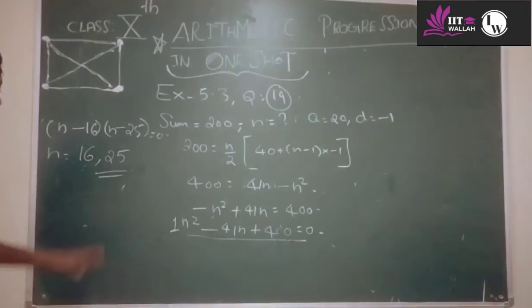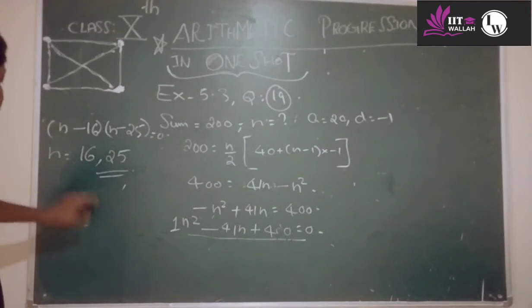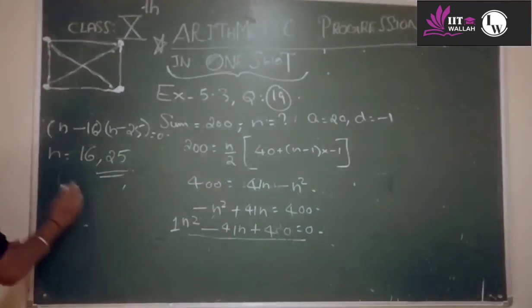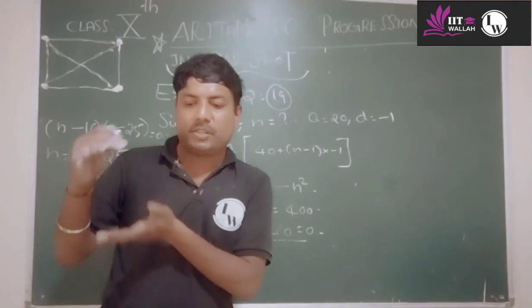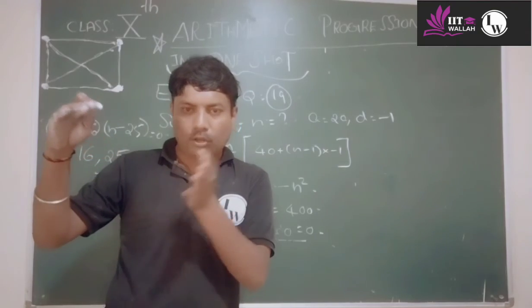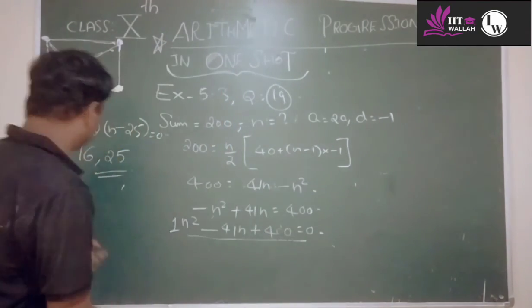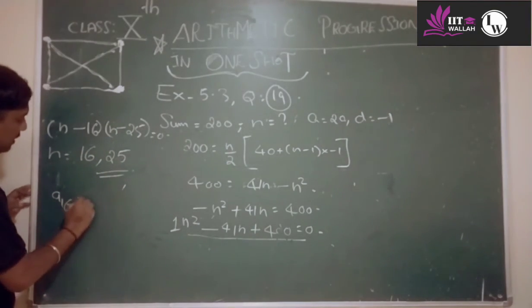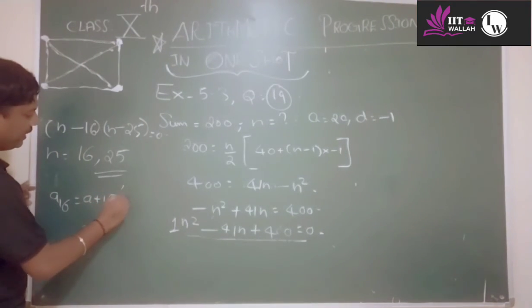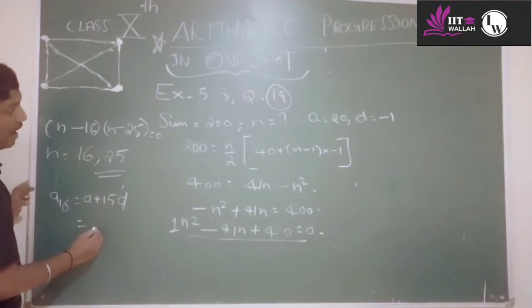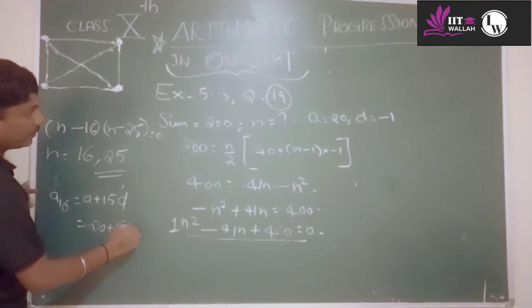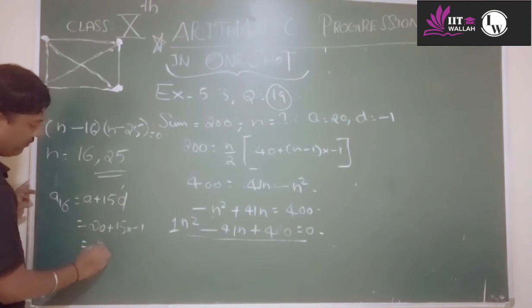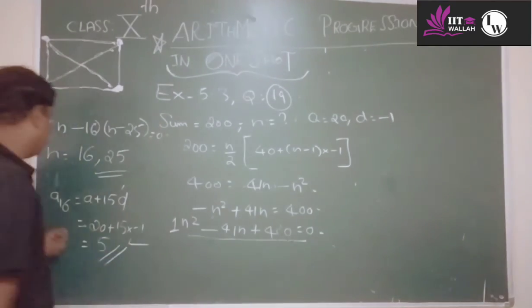Okay. So we are considering 16 first of all, and we are asked how many logs are there in the 16th row. So that means a16 is a plus 15d. That means 20 plus 15 into minus 1. That means 5. So in the last row there are 5 logs.